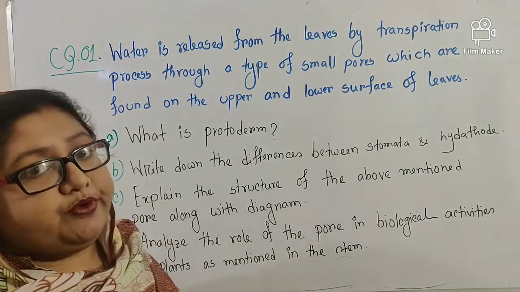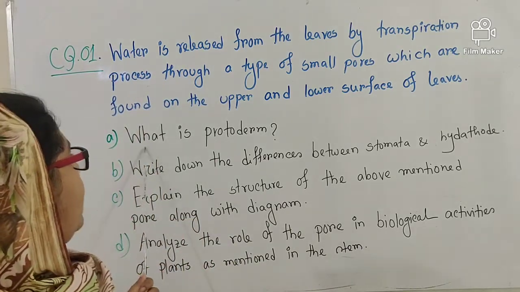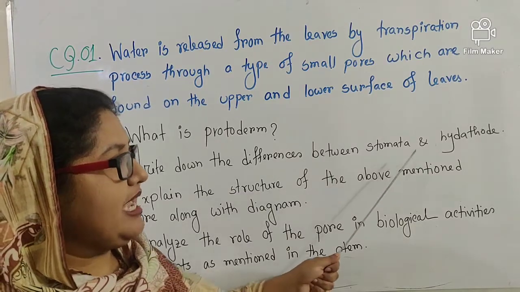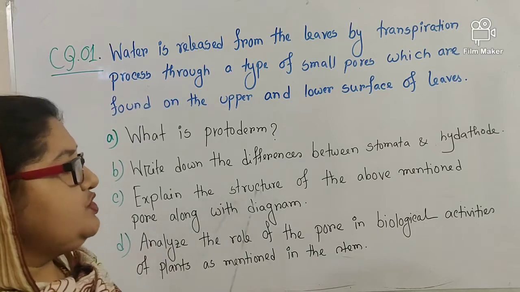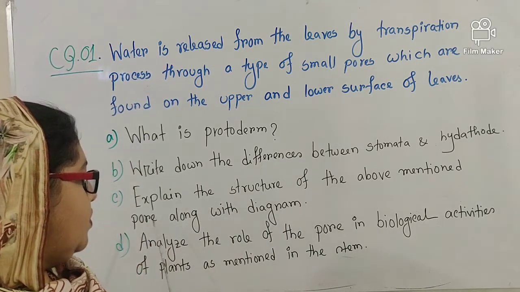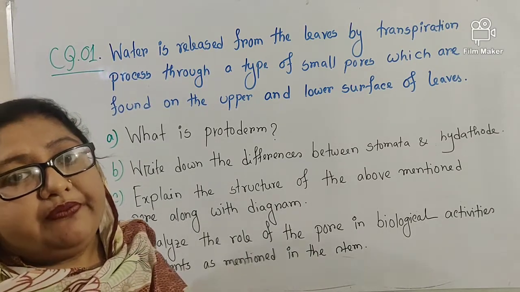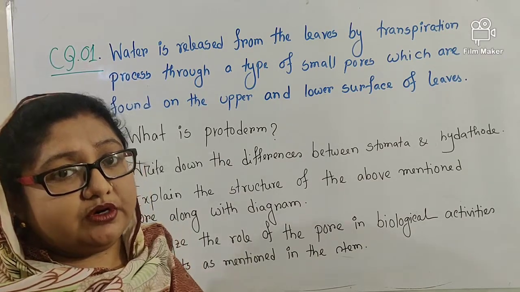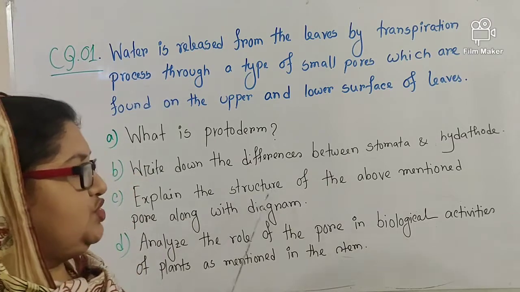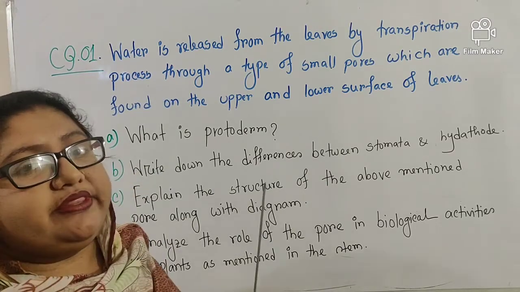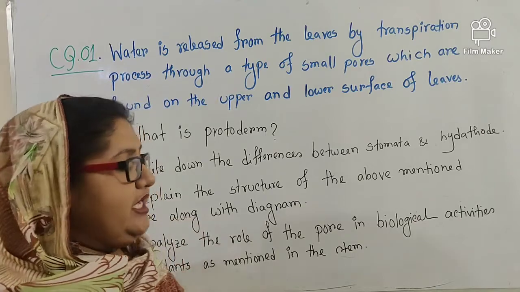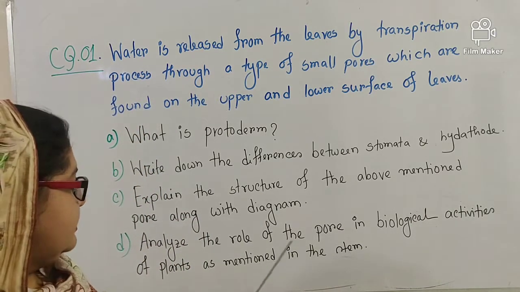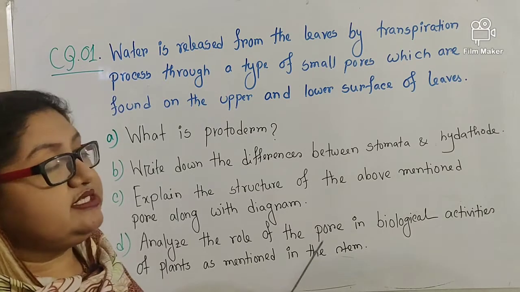Now the creative question. The questions are: what is protoderm? Write down the differences between stomata and hydathode. Explain the structure of the above mentioned pore along with the diagram. That means if the pore indicates stomata, then you are asked to explain the structure of the stomata along with the diagram. In case of higher efficiency, analyze the role of the pore in the biological activities of plants as mentioned in the stem.